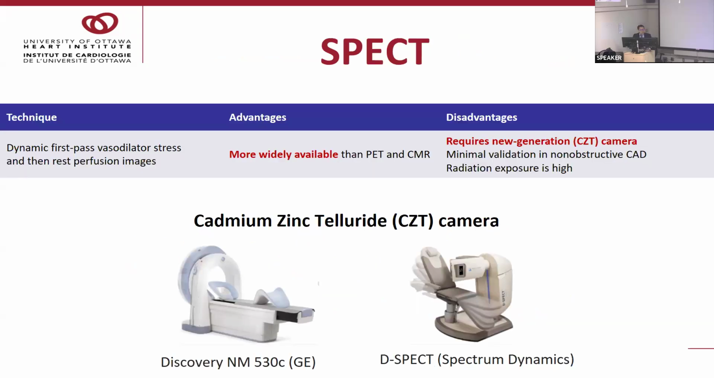Okay, so the last modality is SPECT. Similar to PET, SPECT can be used to quantify myocardial blood flow when using a next generation camera, which is the CZT camera. There is growing evidence supporting the accuracy and reproducibility of SPECT-based MBF measurement. Compared to PET and cardiac MRI, SPECT is more widely available, as you know. Given its accessibility, SPECT can play an important role in the evaluation of CMD in the future.